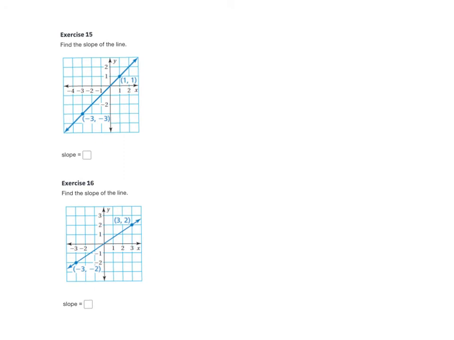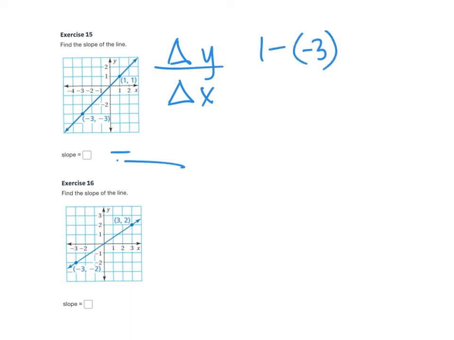Find the slope. So I'm going to look at the change in y over the change in x. So change in y, remember that triangle stands for change over the change in x. So I'm going to look at my y's. So I have 1 minus that -3 is my change in y.